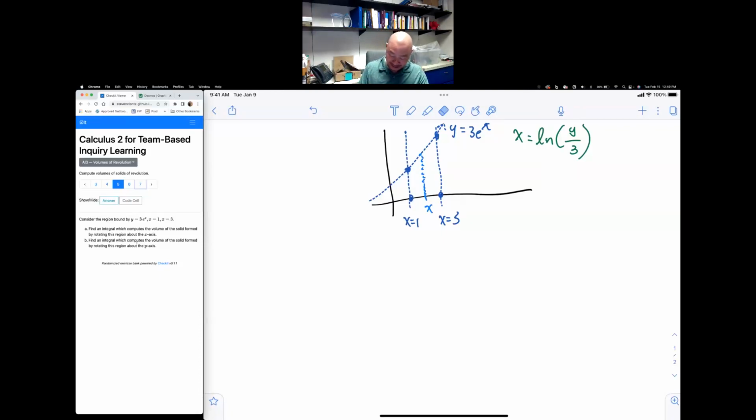So one way we could generate this volume is through the disk or washer method, in this case just the disk. And we could say that this volume is going to be equal to some definite integral. The areas of my cross sections are going to be pi times the radius squared. This is with respect to x. My x values range from 1 to 3. And so that generates an integral which computes this volume.